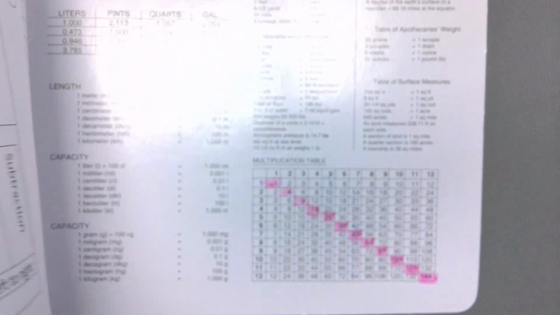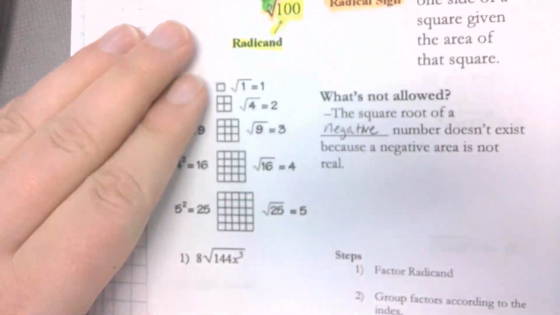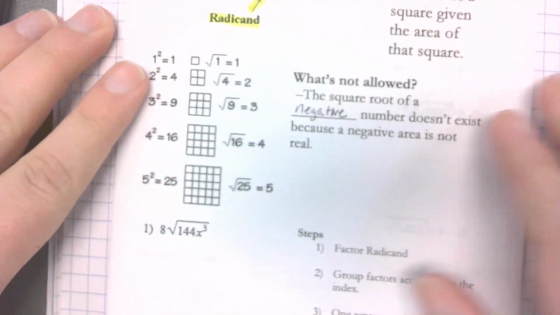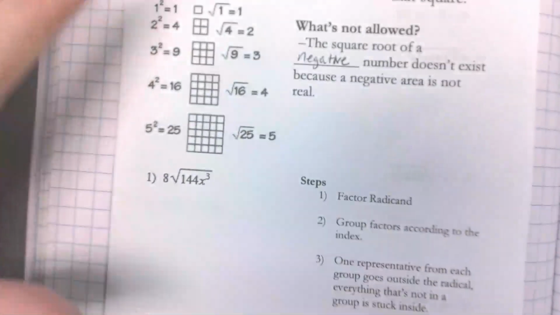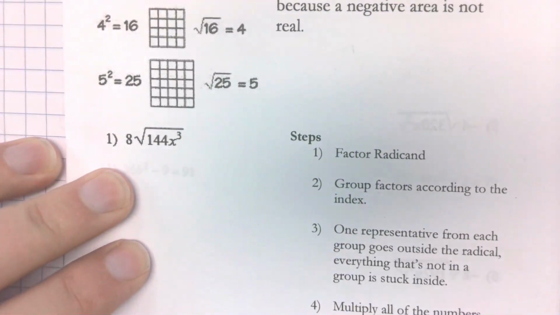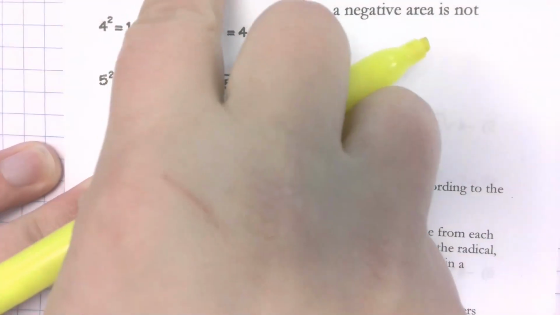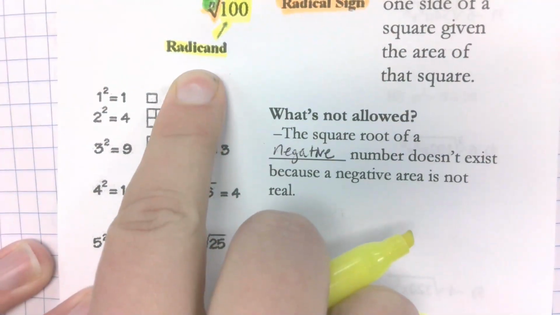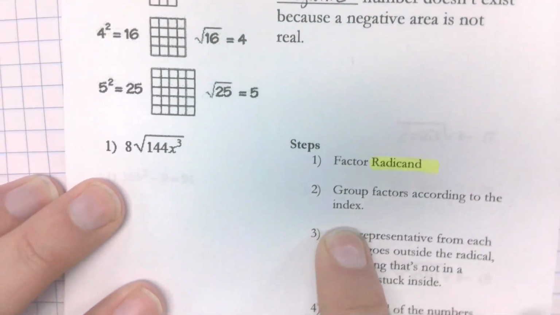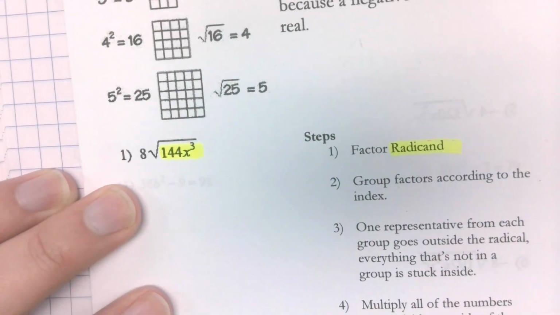Going back to our notes. Okay. So, we're going to have some steps to break this down. The first step is to factor the radicand. Remember, whatever color I used here on radicand, use that same color here. And that's going to be the inside stuff, okay?